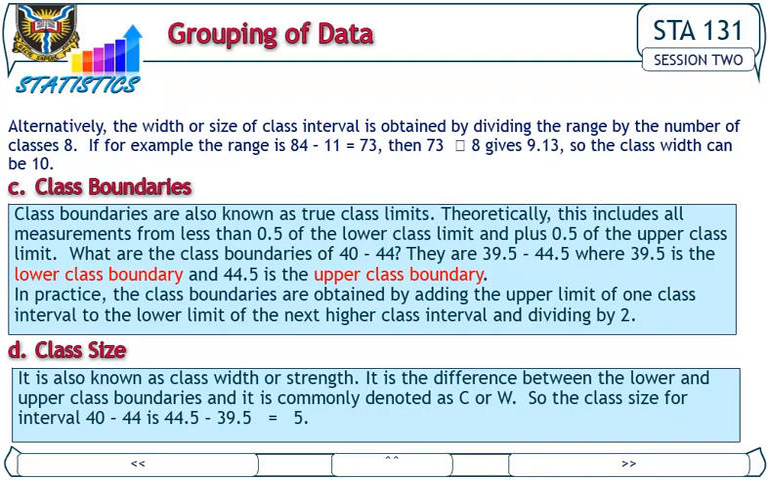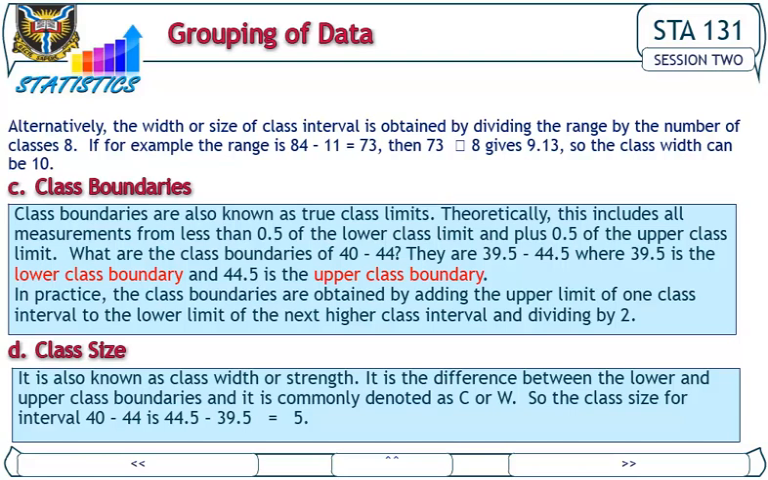Alternatively, the width or size of class interval is obtained by dividing the range by the number of classes, 8. If, for example, the range is 84 minus 11, which is equal to 73, then 73 divided by 8 gives 9.13, so the class width can be 10.